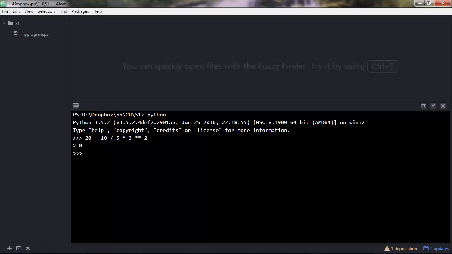And so you'd ask why we have 2.0, because 10 divided by 5 gives 2.0. So division outputs a float in Python 3. If you are on Python 2, it would output an integer.